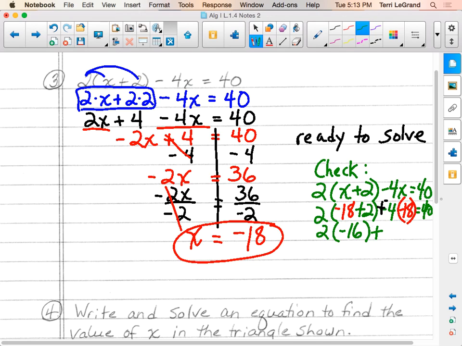Now I ask myself, what's a negative 4 times a negative 18? Well, a negative times a negative is a positive, and 4 times 18. If you can't do that without your calculator, you don't grab your calculator. Let's do it this way.